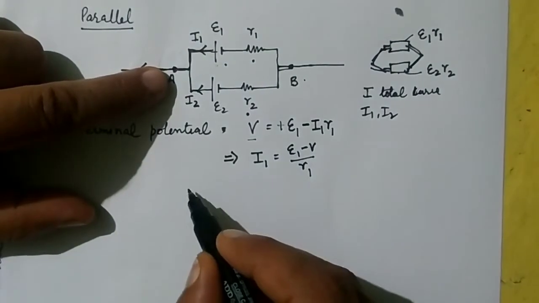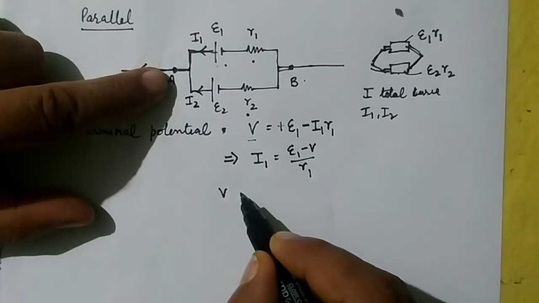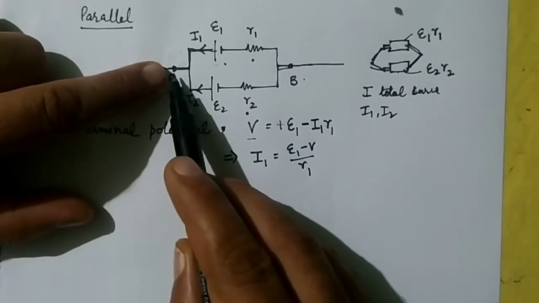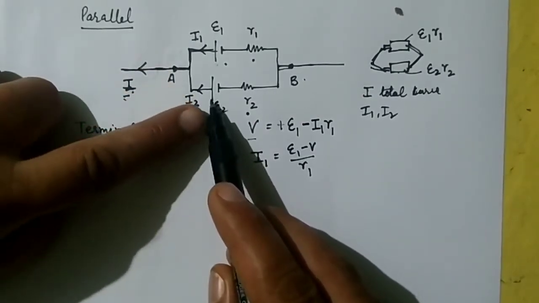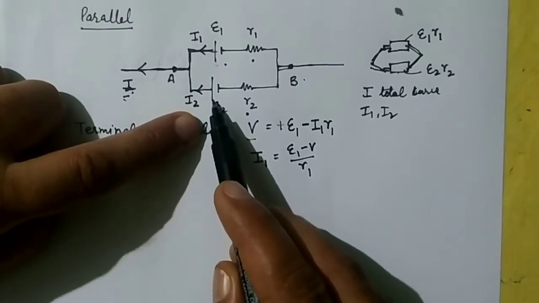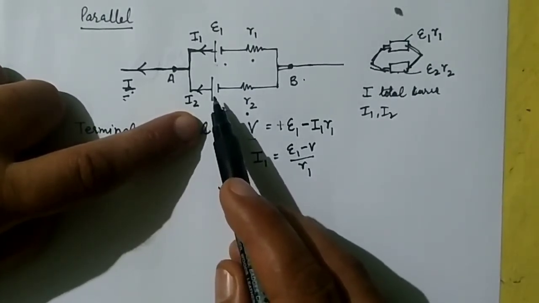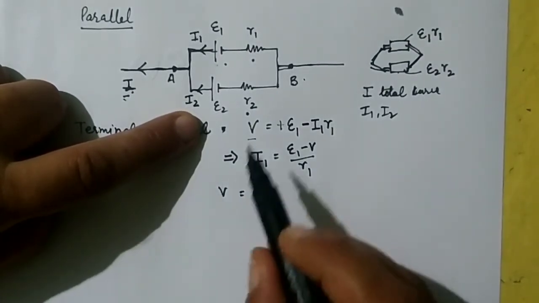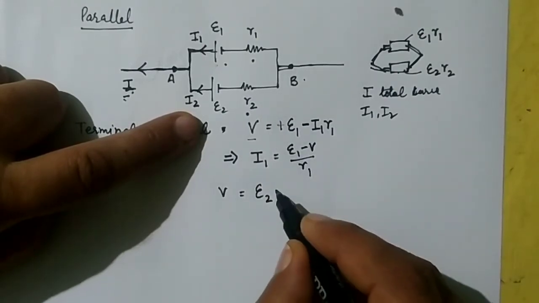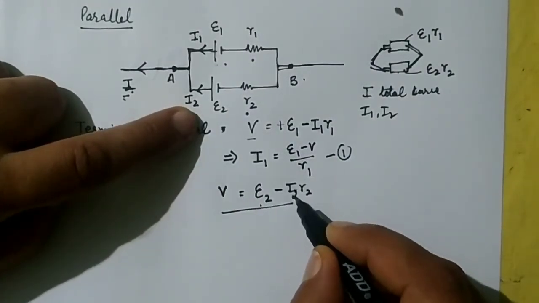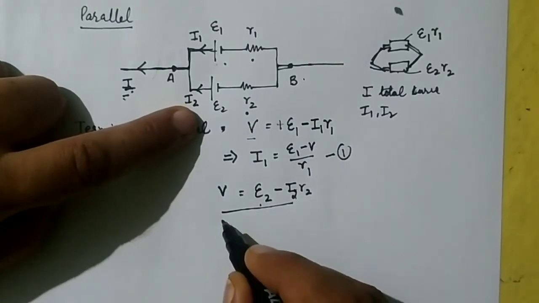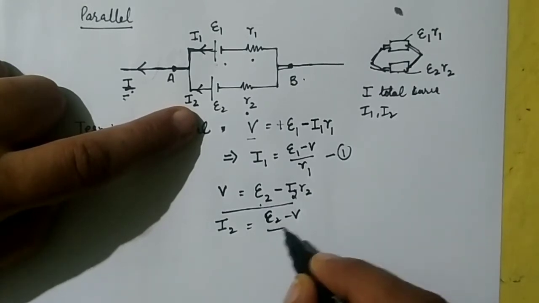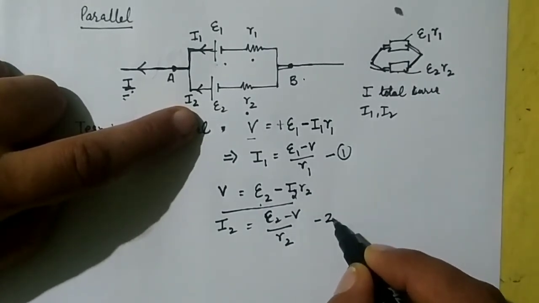So I1 will be equal to E1 minus V divided by R1. Now calculate the terminal potential from the downward E2 section. As you move from A, here also the current direction is according to the cell, so it is discharging of a cell, so E2 is positive. The resistance always consumes the energy, so it is minus I2 R2. So from here also I will calculate I2. It is E2 minus V divided by R2. So this is our second equation.